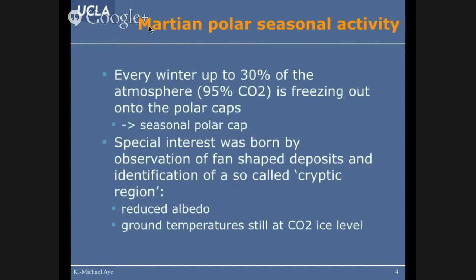Martian polar seasonal activity, a quick background on this. Every winter up to 30% of the atmosphere, which is 95% CO2, freezes out onto the polar caps. We call this the seasonal polar cap. The special interest in our work was born by observation of fan-shaped deposits, dark stuff in the polar caps, and identification of the so-called cryptic region, which was visible by having a reduced albedo. So it looks darker, but then with the thermal infrared radiometer, it was discovered it still has the temperature of frozen CO2 ice. So that was kind of a conundrum for a while.